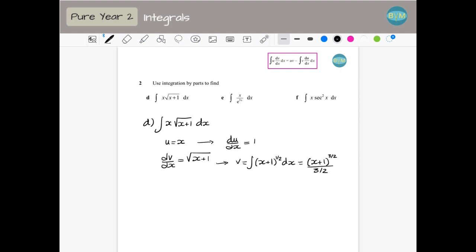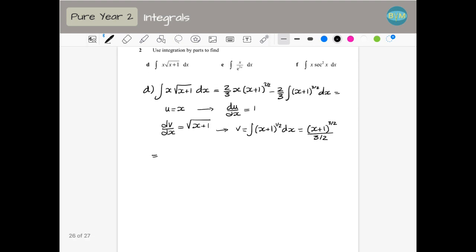Then I go back to my integral and substitute using the formula. So I have uv, and I'm going to write the 2/3 at the top: 2/3 of x times (x plus 1) to the power of 3/2, minus the integral of v du. I'm going to write the 2/3 outside, and I have (x plus 1) to the power of 3/2 dx, and this is the first part.